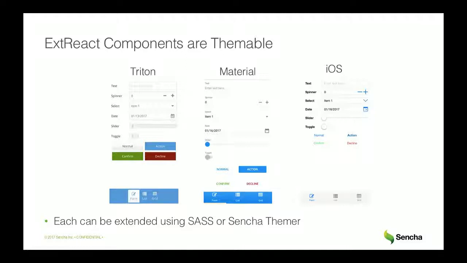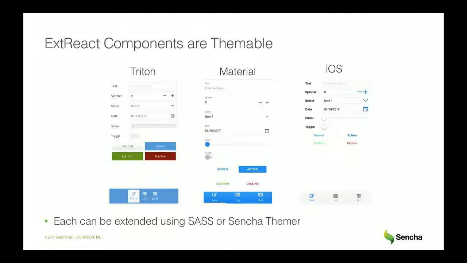You can either choose to use that or one of the other two themes that are available, one that emulates iOS, and then another one called Triton, which is more of a generic flat theme that has more borders than Material, and it's a little bit more conservative than Material. So you can pick one of those to start from, and then you can extend and modify any of them using the very extensive theming API available with ExtReact, which is based on Sass.